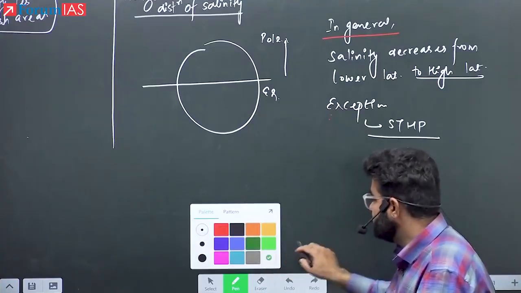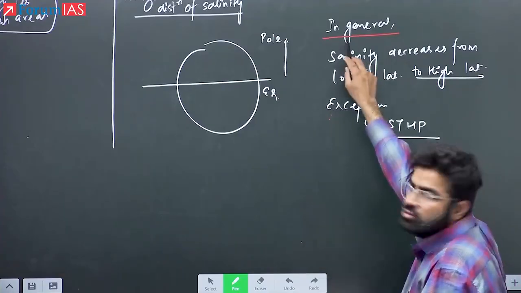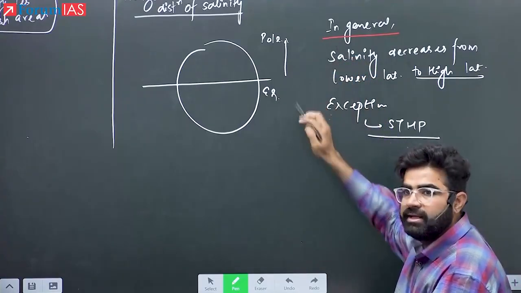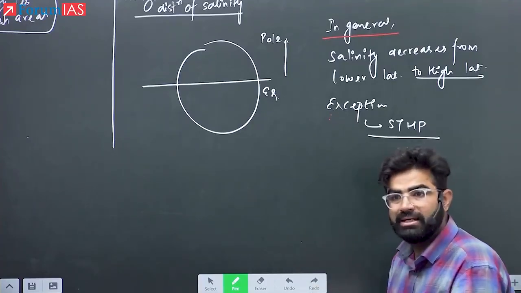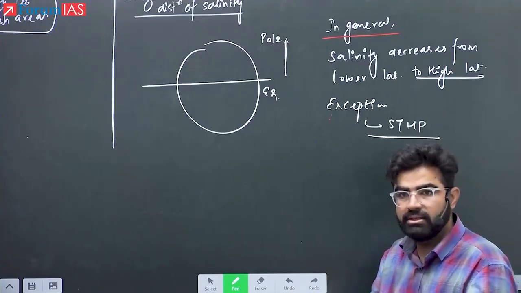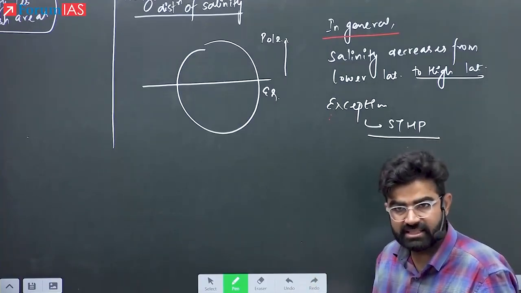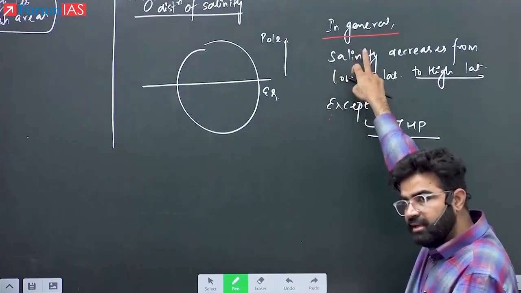If the horizontal distribution has been asked, please remember you will have to mention this word also, because otherwise there are so many variations in the salinity distribution. It will depend on exactly where and how much water is being added. If less water is added, salinity will change in this way. So there are so many factors. You will have to write this word very clearly.